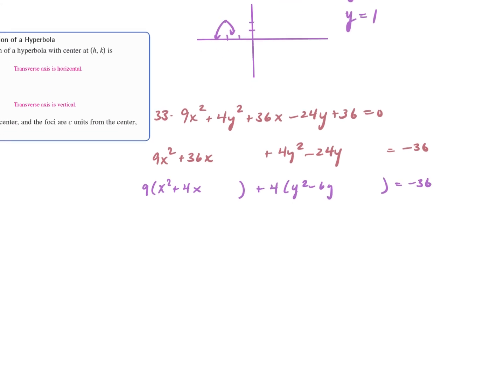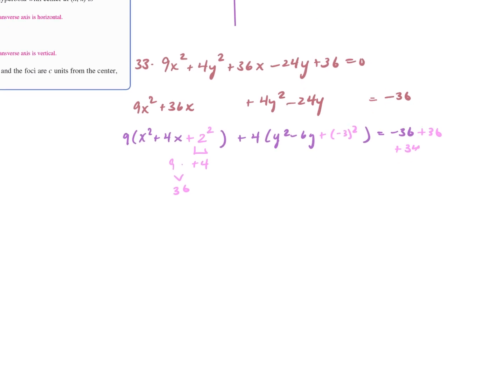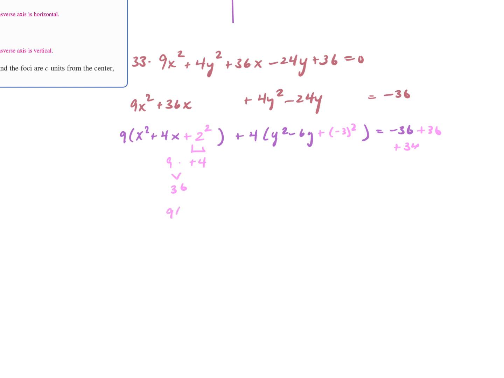So we complete the square. Half of the middle term is 2. 2 squared is 4. So I'm not just adding 4, I'm actually adding 4 times 9, which is 36. So we're going to come over here and add the 36. Half of negative 6 is negative 3, squared is 9, so I'm adding 9 times the 4, which is another 36. So we're going to get 9(x plus 2) squared plus 4(y minus 3) squared equals 36.